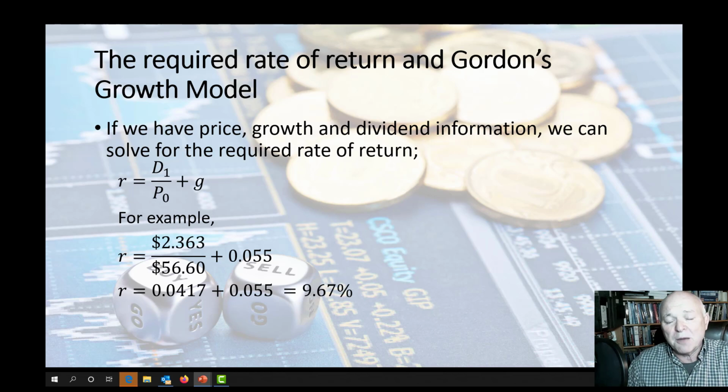So, for example, if we have a company that has a predicted dividend at the end of this year of $2.36, and a current share price today of $56.60, and a 5.5%, or 0.055, expected rate of growth, then from this we can solve the discount rate and see that the required rate of return on equity is 9.67%. And it comes from two sources. About 2/3 of that comes from growth, and 1/3 of that is coming from the yield.